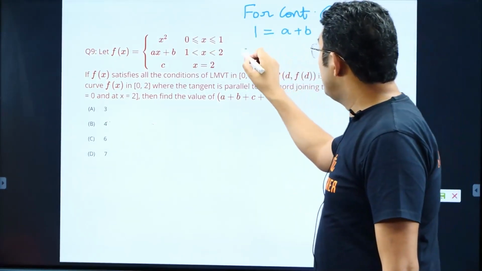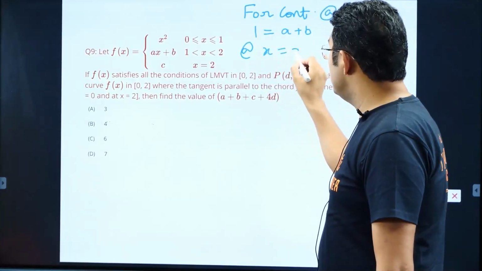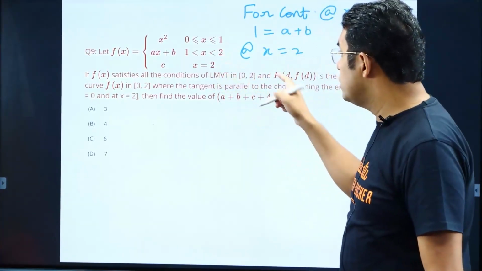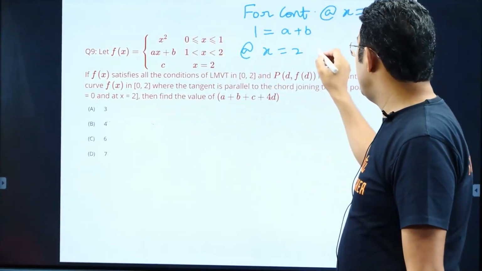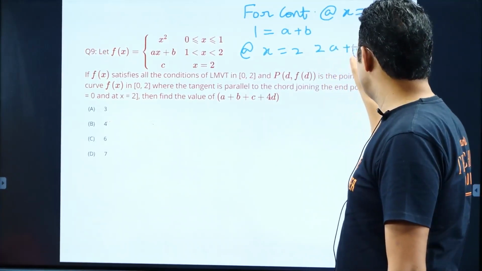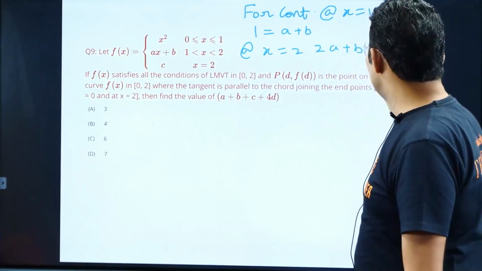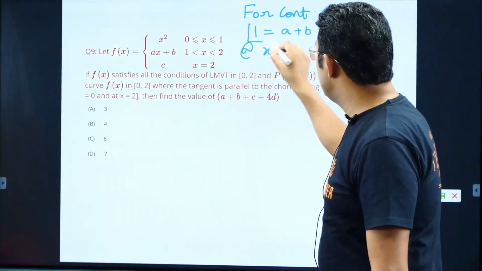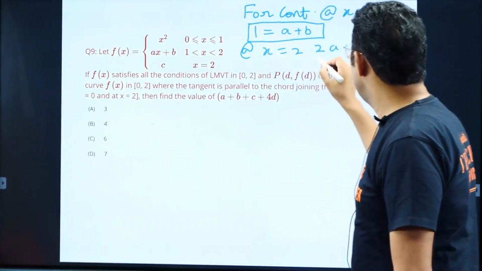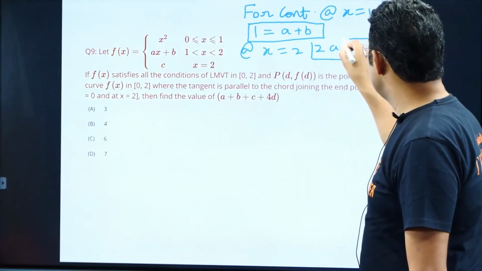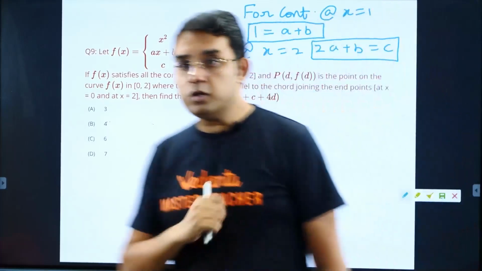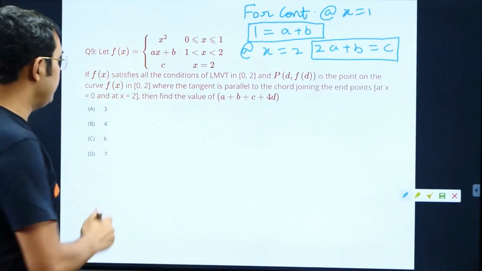Now continuity at x equal to 2: the left hand limit will be given by 2a plus b, and that will be equal to c. So we have these two equations, a plus b equal to 1 and 2a plus b equal to c. Now moving to the condition on differentiability.